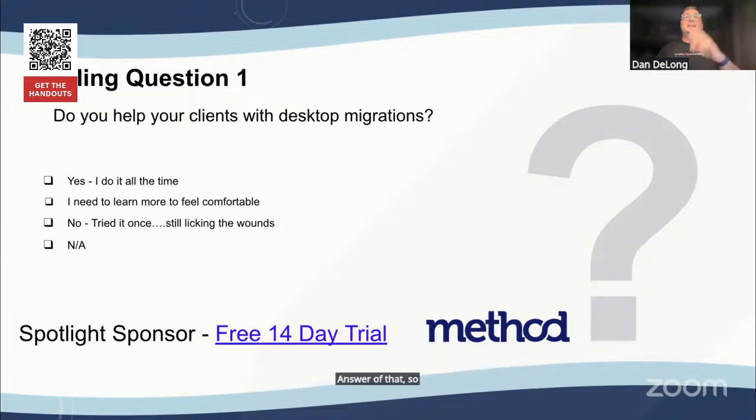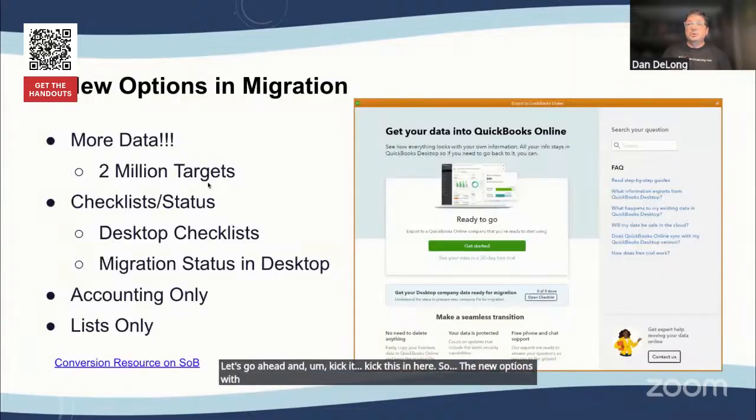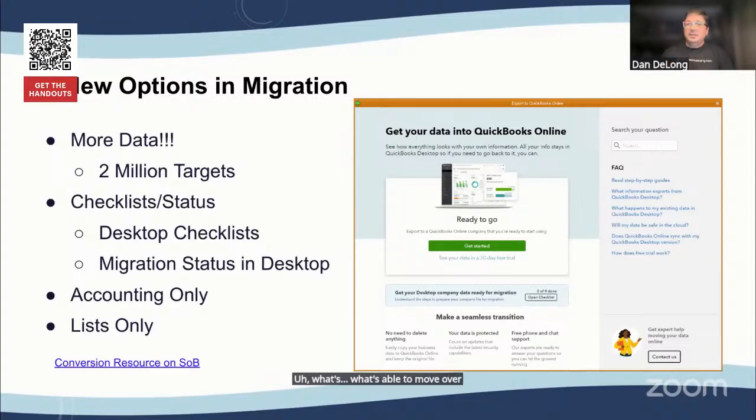And a lot of people do it all the time. So let's go ahead and kick this in here. So the new options with desktop migration, more data, right? Originally, a lot of times when you look at what's able to move over, the key data specific aspect, I can't think of the word, right, is targets, right?